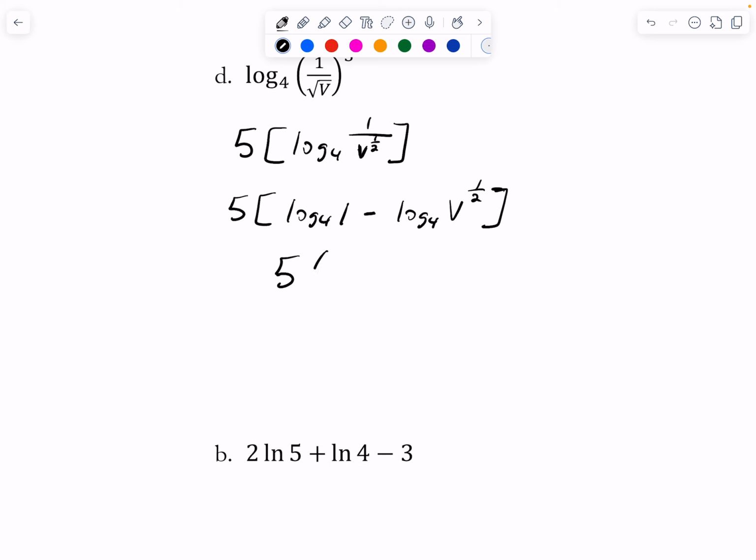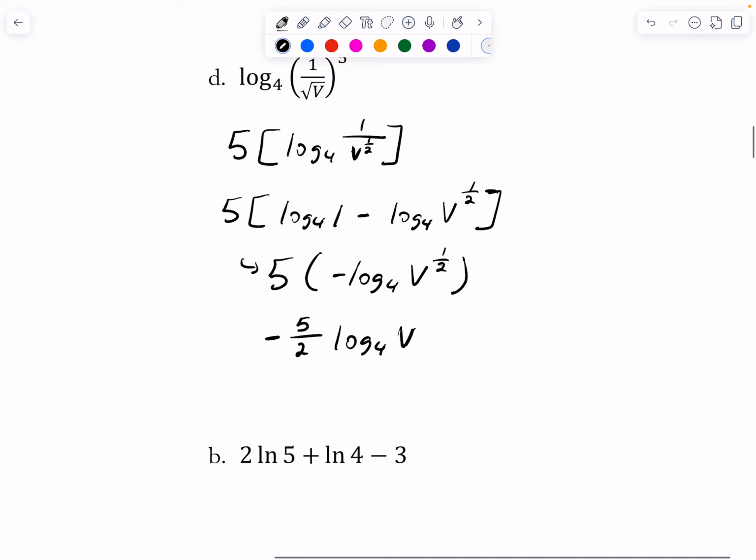So I'm going to go ahead and write this as 5 times negative log base 4 of v to the 1/2 power. And I'm going to move that 1/2, which is a power, to the front to multiply by this 5. So that's going to become 5/2, and it should put that negative up front with it. Negative 5/2 log base 4 of v. Okay, so I think the hardest part here was recognizing that log of 1.